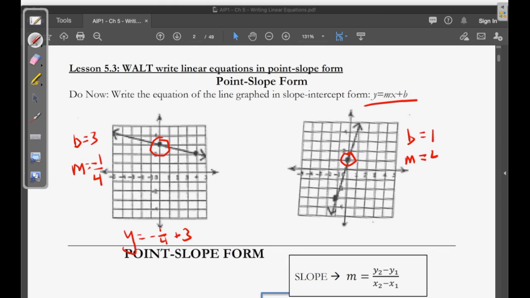You will see that that y-intercept is 1. The slope is 4. It's technically 4 over 1, but in simplified form it's 4. So our equation is y = 4x + 1.